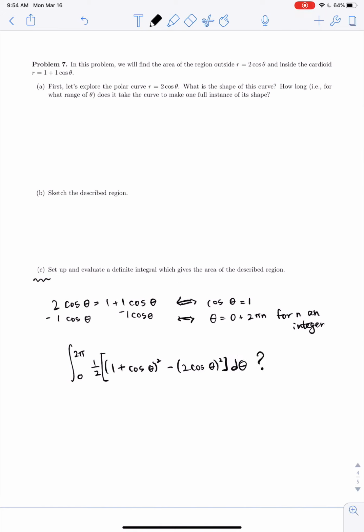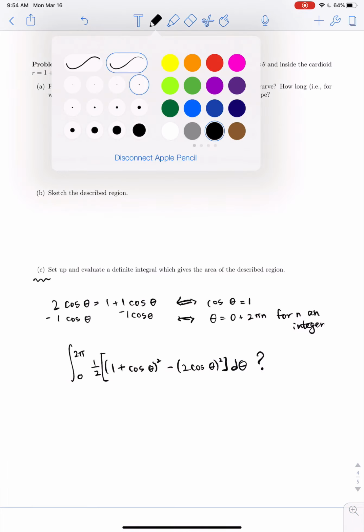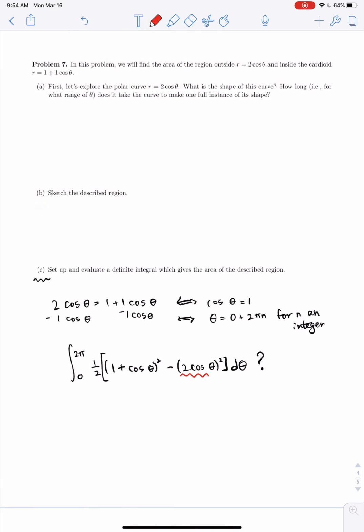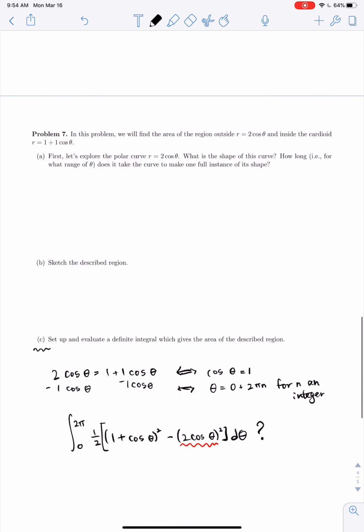Okay, so here's the issue, and we're going to go back and explore this in part A. But this curve, if we look at this curve between 0 and 2 pi, it will actually have traced itself twice. And we don't want to go around that curve twice. We only want to go around it once. This is kind of a subtle thing, but there is purpose in sketching your polar region and understanding what values of theta result in the curve tracing itself once, twice. So let's go back up here.